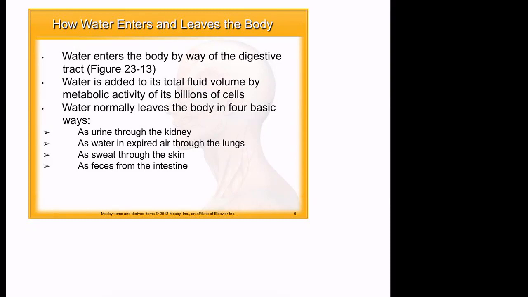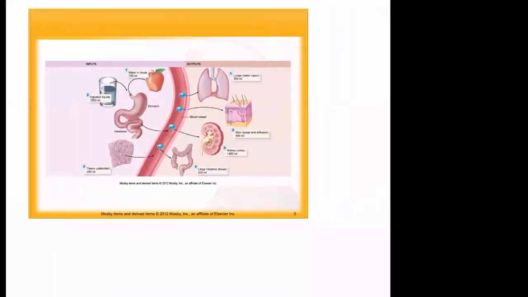When you cry, tears are constantly washing over your eyes to help flush away things, help bring nutrients to the cornea, and help to lubricate the eye. And they drain into the nasolacrimal canal, nasolacrimal duct into the nose. And then, of course, you end up swallowing most of that. So there's lots of ways that we lose water.